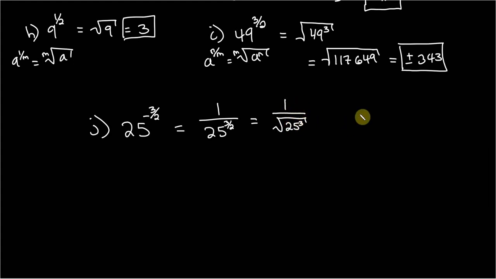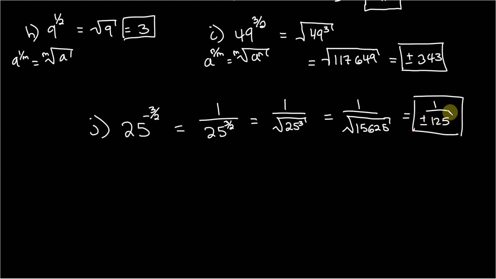cubed, and we're going to take the square root of 15,625. Okay, so again, that's 25 cubed. Now we're going to take the square root of this. And the square root of 15,625 is 125, so the answer is 1 over plus or minus 125. Okay, so that's just a basic review of exponent properties.